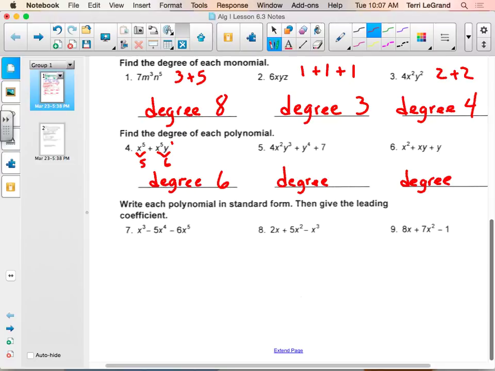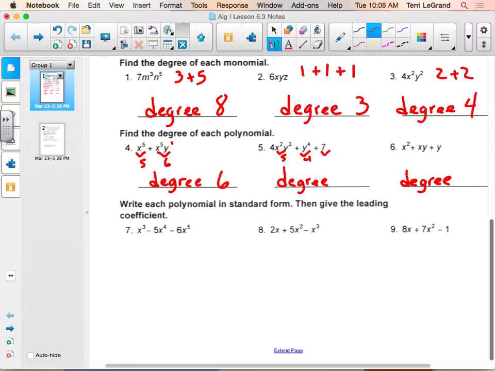Okay, what's the degree of number 5, that polynomial? 4? 5? Okay, well, the degree of the first monomial is what? 5. The degree of the second monomial is 4. The degree of the last monomial is? No, it's 0. That's the part that's confusing.